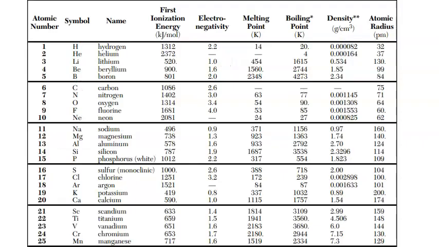All right, I find helium. First ionization energy is here. We're talking 2372. Argon, element 18, it's here. Helium's first ionization energy is higher than argon's.